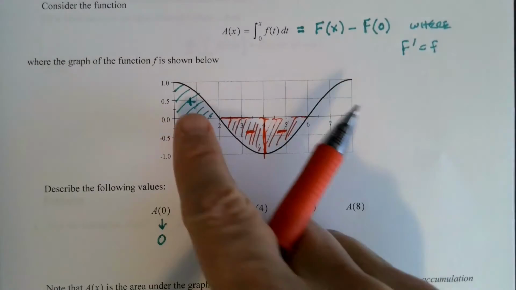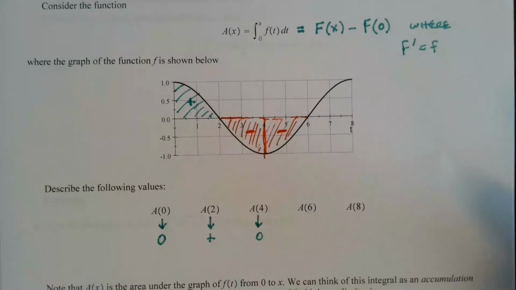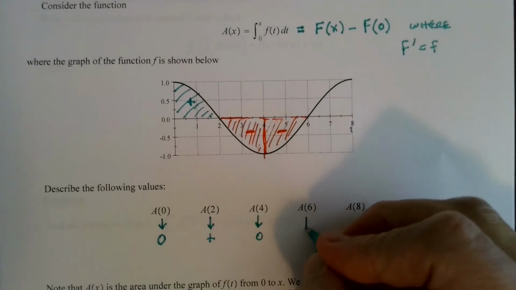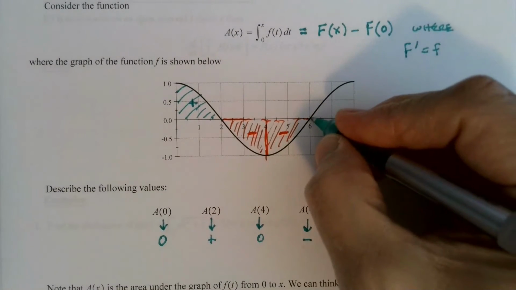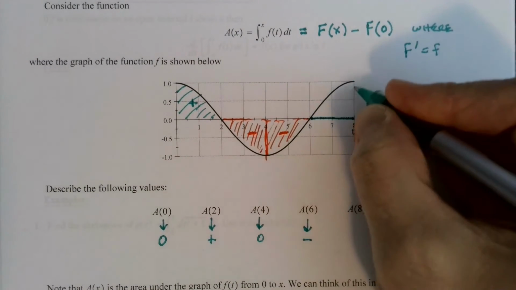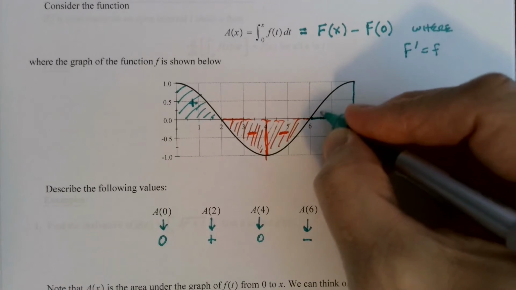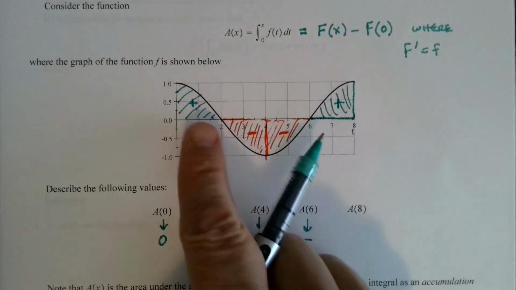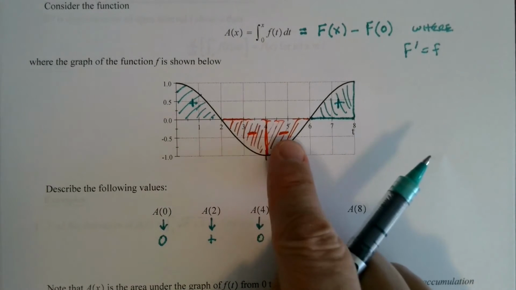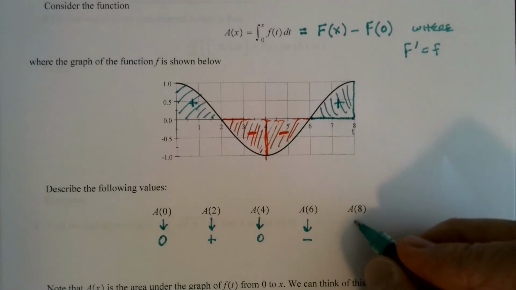And so this is 0, and this is going to be some negative number, so I know a of 6 is some negative number. And finally, what's a of 8 going to be? I'm going to go all the way from 0 up to 8, right? And from 6 to 8 again, we're back to being above the x-axis, so positive area. So by symmetry, it looks like these two positive areas and these two negative areas will cancel each other out, and we're back to 0.